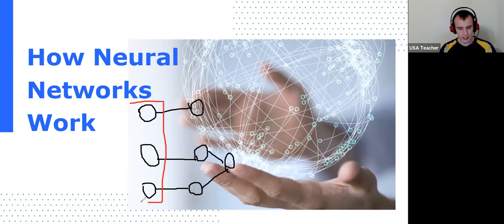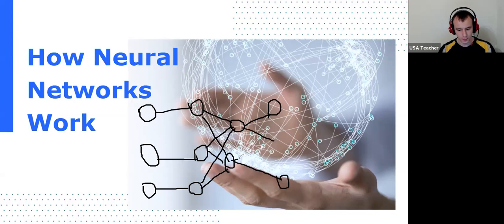Everything that is in these columns is a layer. And every single neuron in a layer is typically connected to every single neuron in the previous layer. It takes some data from every neuron in the previous layer, and it feeds that data into every neuron in the next layer. And that is how we have a neural network.